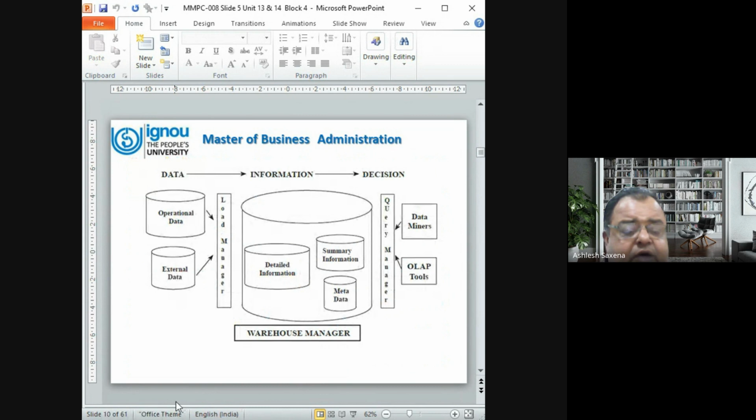Now you can see how this diagram depicts the warehouse manager. At the top you can see that there is data, information, and the decision. Data will be at the load manager, which is operational data and data from the external source. It is processed at the center where it becomes information, which is metadata, data, and summary information. This is processed at the center and then the output is obtained. It is the data miners or the OLAP tools that show how the data is extracted.